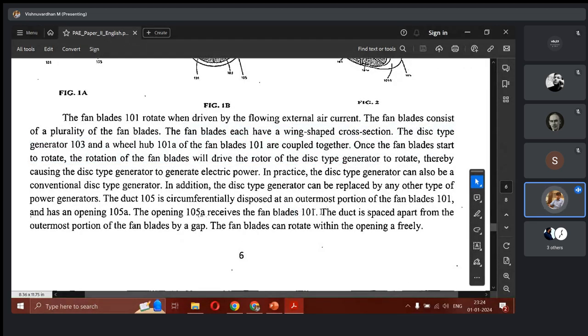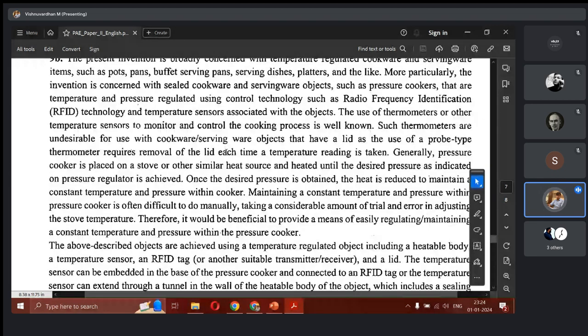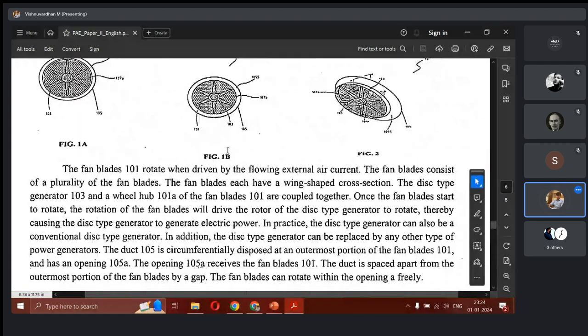Okay, write this. The duct is spaced apart from the outermost portion of the fan blades by a gap wherein the fan blades can rotate within the opening freely. Okay, so this you can write as your claim number 2. So write that the duct as mentioned in claim number 1, wherein the duct is spaced apart from the outermost, just copy paste this as your claim. Okay, so claim 1, very simple, introduce your component, give the elements, and then claim number 2, make a dependent claim referring back to claim number 1. Okay, so this is pretty much how you do this paper.